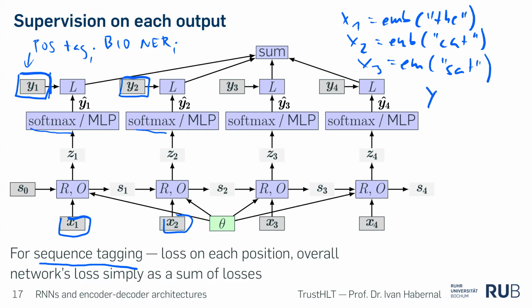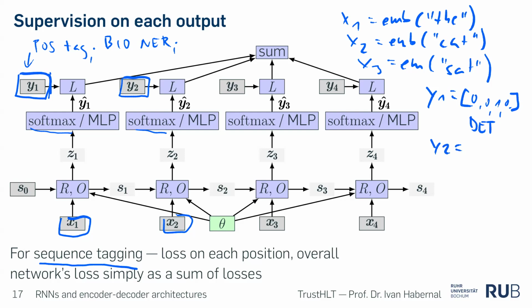And then y1 could be the one-hot encoding of, what is it? The is a determiner. So one-hot encoding means 0, 0, maybe here's 1, maybe 0, and so on.